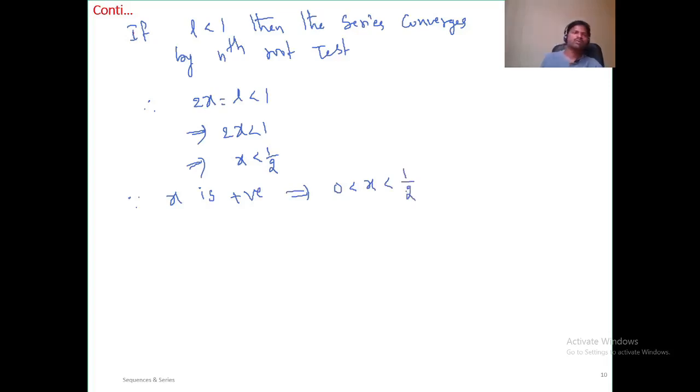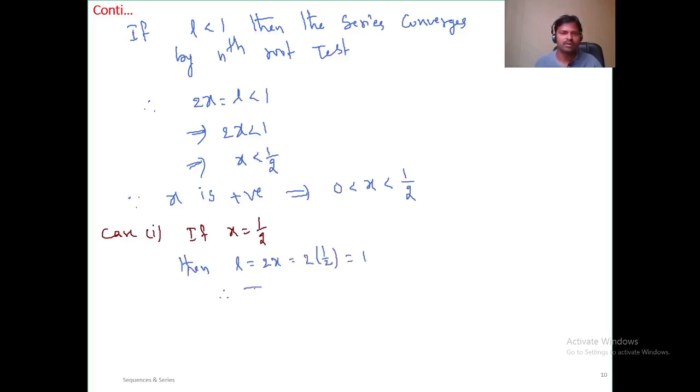Now you have to verify at 1/2 whether the series converges or not, because at the end points you have to verify. Till this point I can conclude by using the nth root test. At the end points you have to verify again. So at the end points, case 1: the end point is x equal to half. Then what will be the limit value? L is equal to 2x, that means 2 into half. X is half I am taking, which gives 1. Therefore the test is inconclusive.